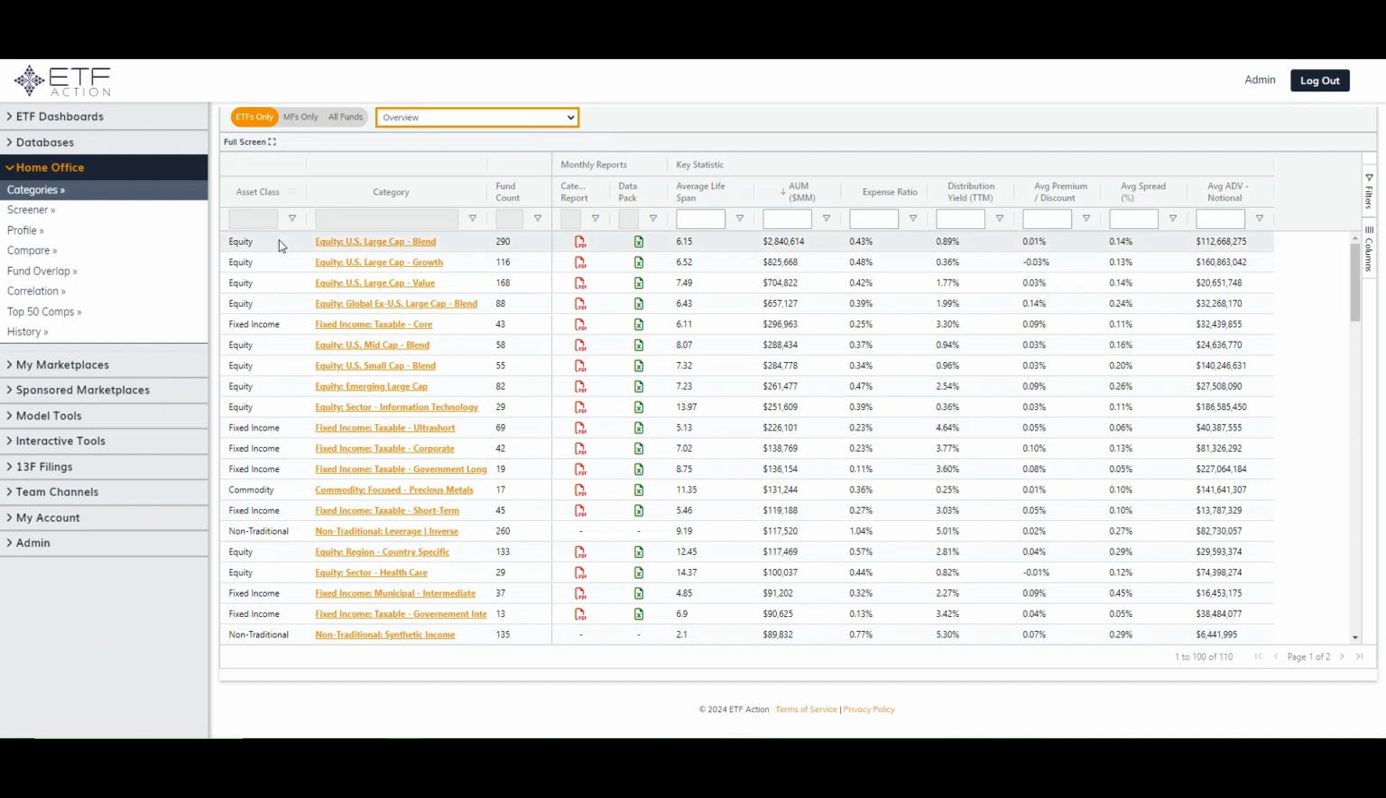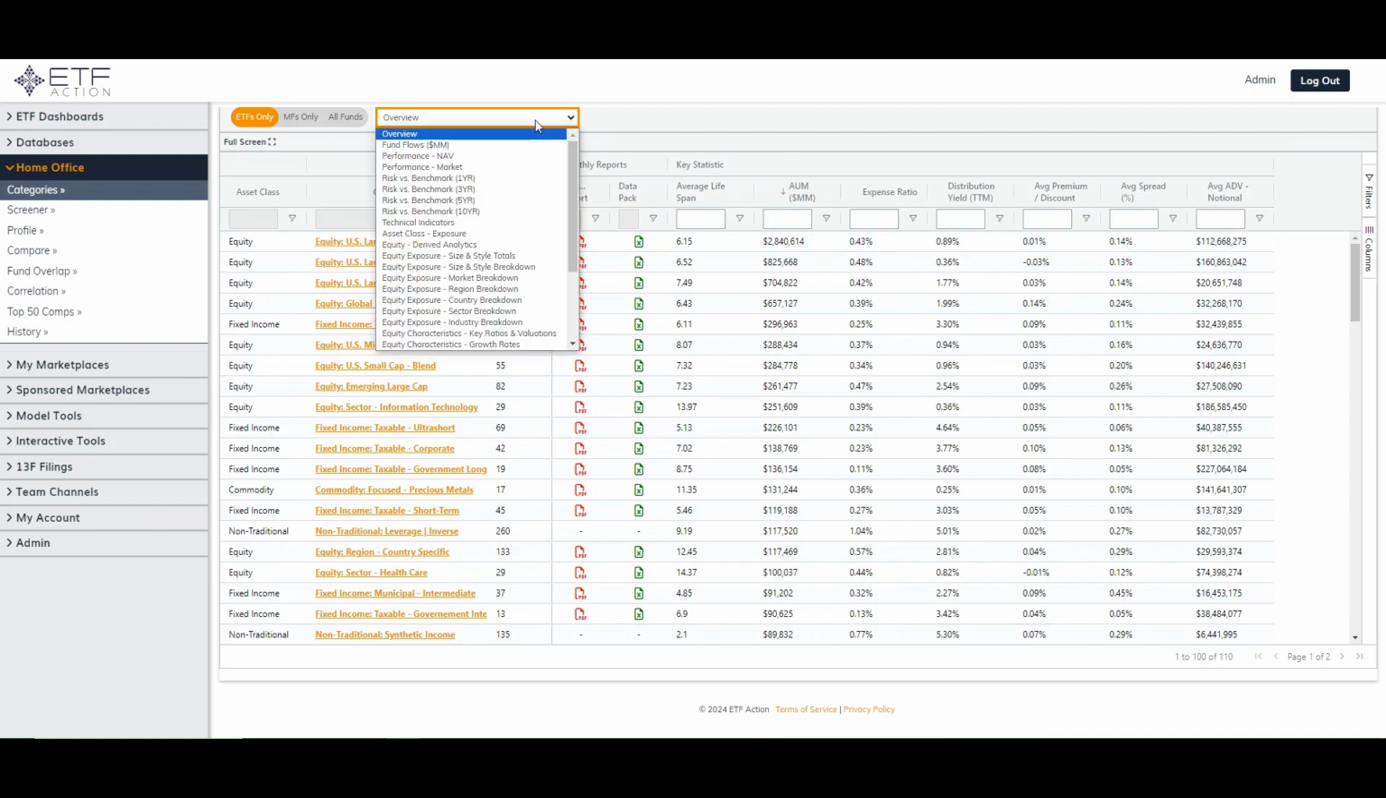So ETFs only, for example, the largest category is Equity US Large Cap Blend. It has 290 ETFs in it. Average lifespan of those funds, 6.15 years. $2.8 trillion, simple average expense ratio, 43 bips. And then we've got a number of other statistics here. If you want to look across this versus any data point, just as if you were looking at an ETF in our system, you can look at the fundamentals or the exposure composition, risk, performance, flows, what have you.